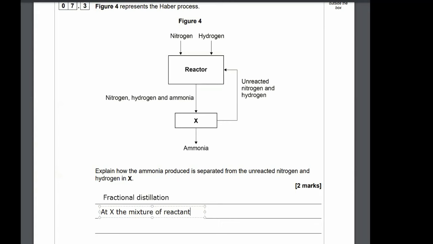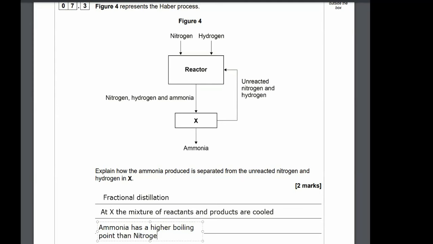Because ammonia has a higher boiling point, as we cool the mixture, the ammonia will condense first into liquid. It will turn back into a liquid first. The nitrogen and hydrogen will still be gases at the point which ammonia condenses. And so the nitrogen and hydrogen are recycled. And this is fractional distillation.